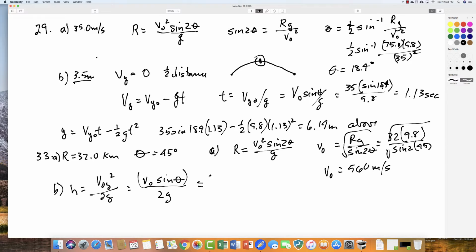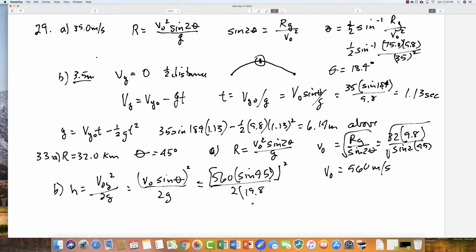So that's going to equal 560 times the sine of 45 degrees, and that quantity squared, divided by 2 times 9.8, and if you do the math here, you get 8.00 times 10 to the third meters as its maximum range.